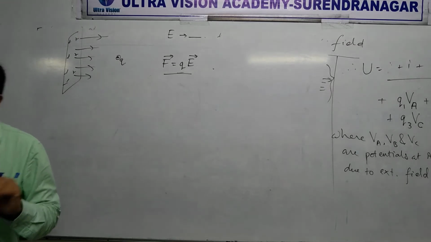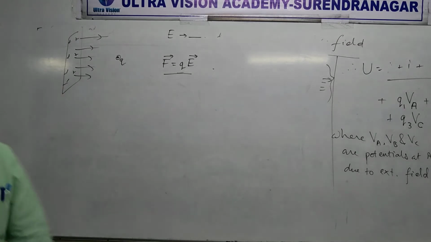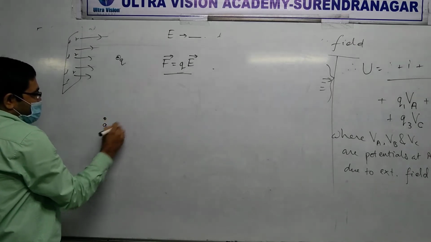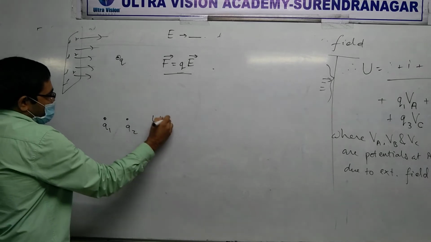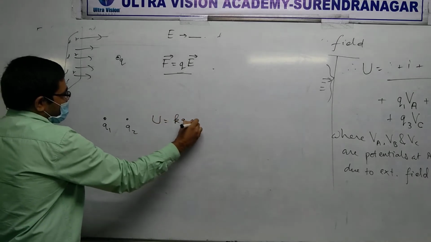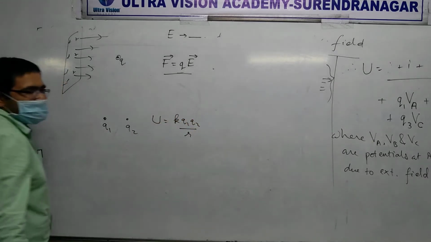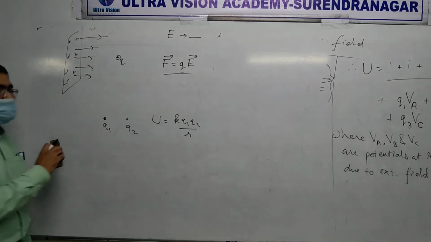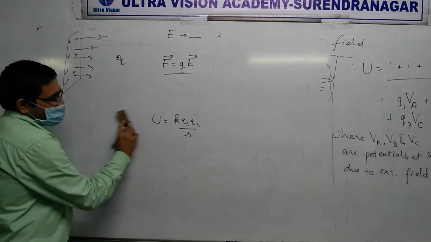Okay. Fine. Just like this. Suppose I tell you that we have 2 point charges and we want to find potential energy, then I'm sure you'll happily say, sir, K Q1 Q2 by R. But what if they are not point charges? What if they are not point charges?